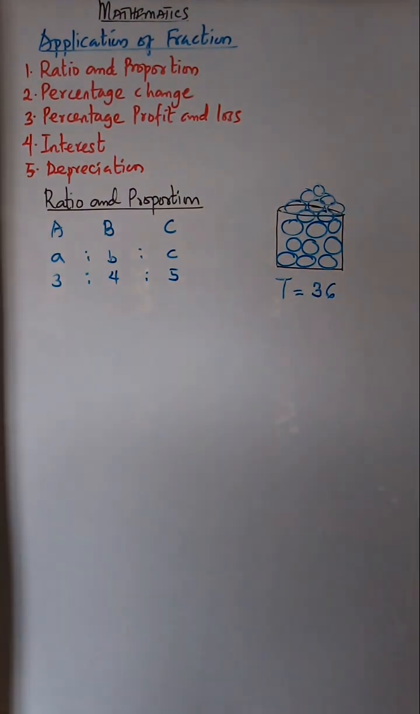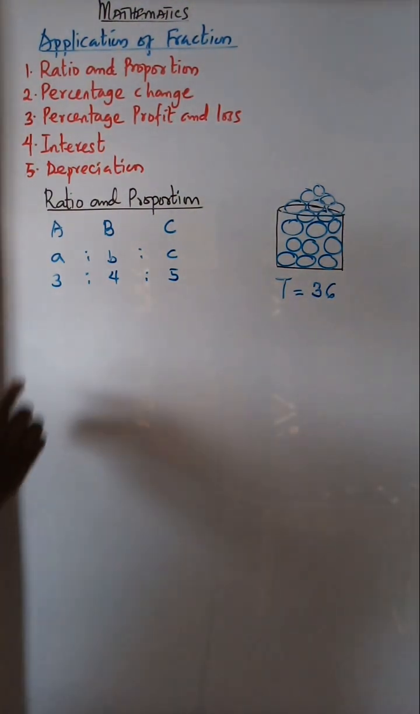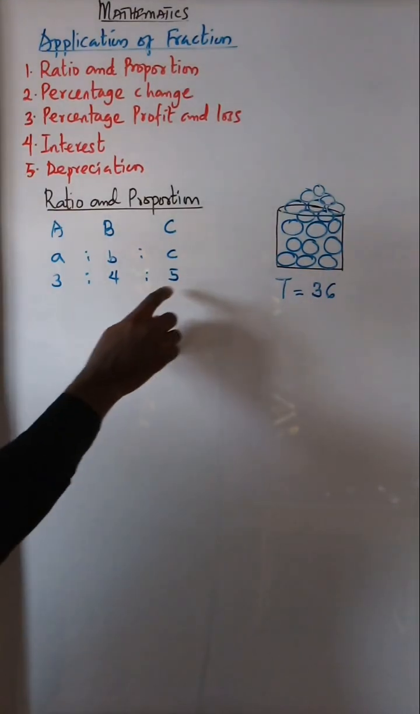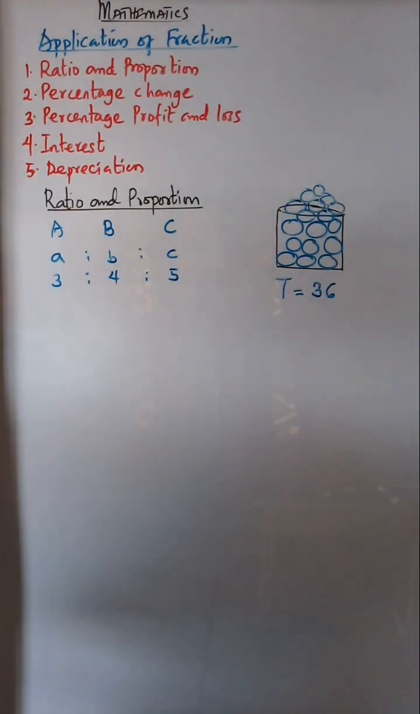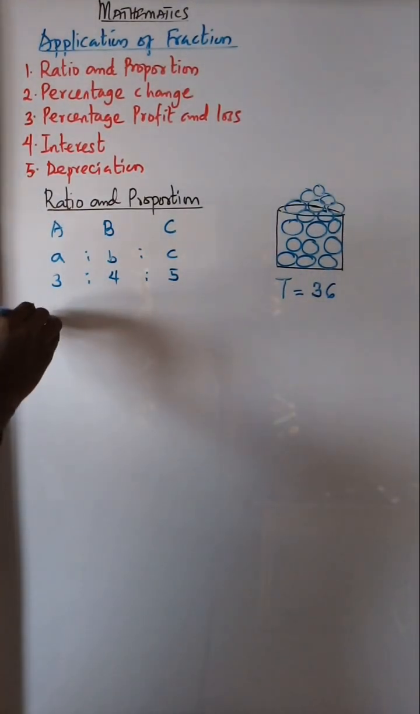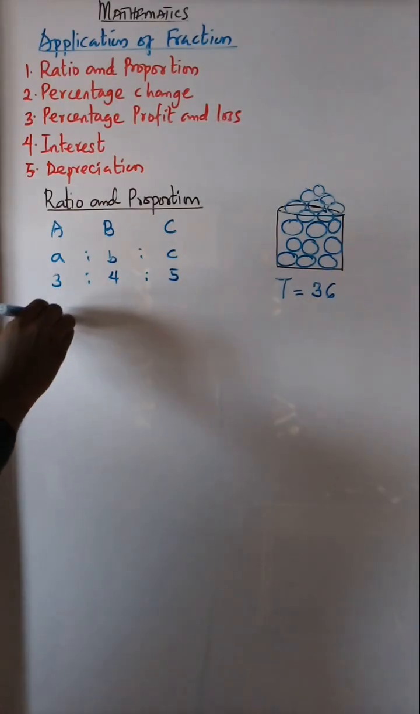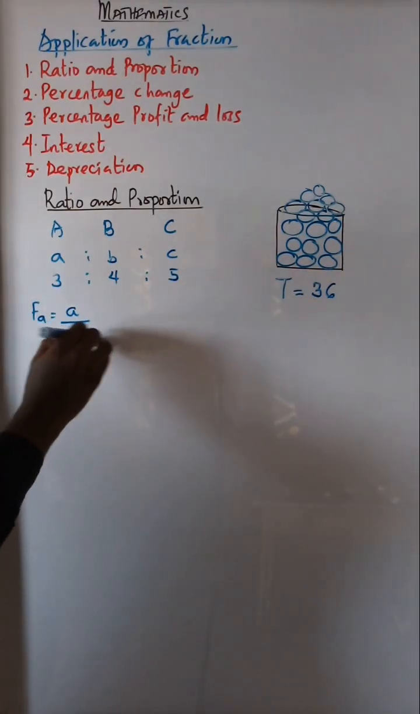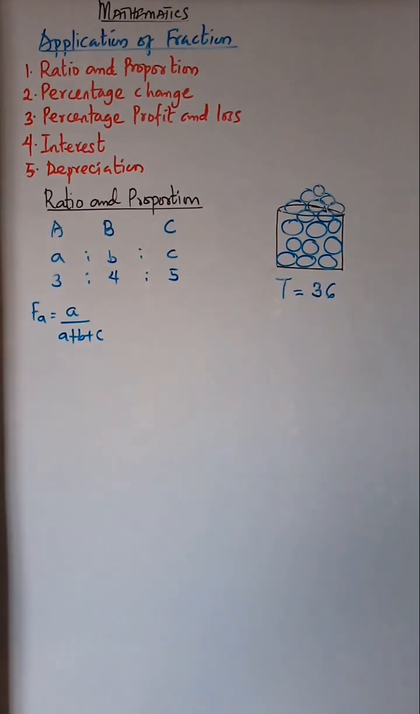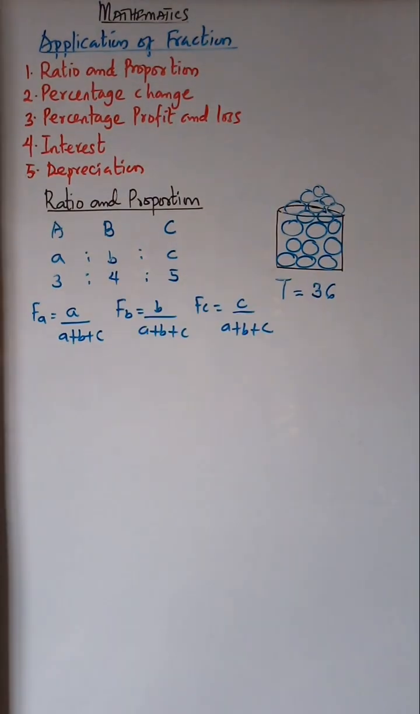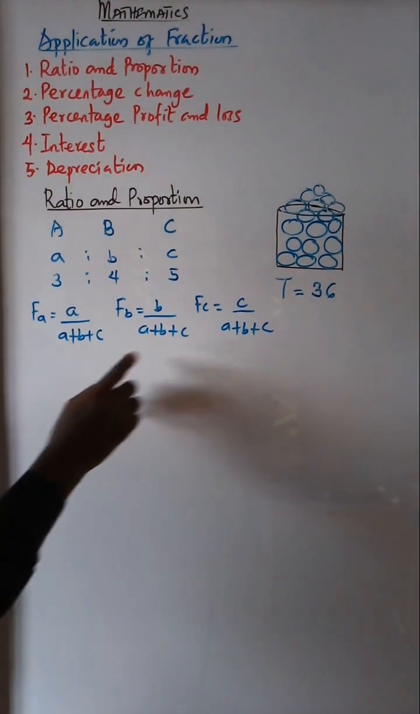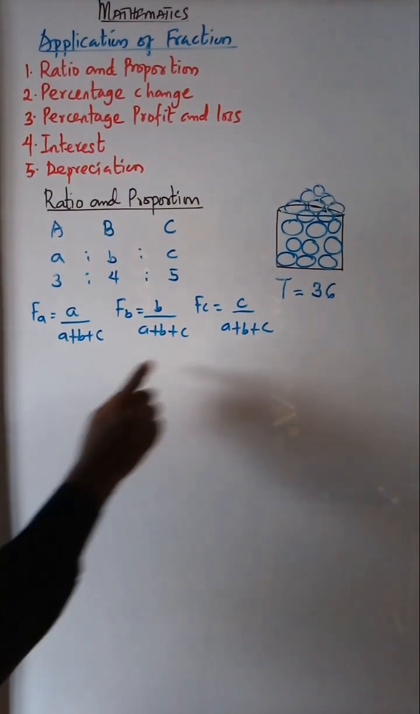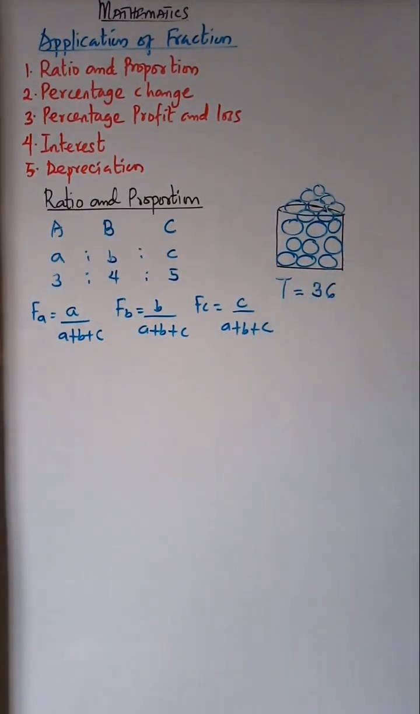For example, in this case, the total ratio is 3 plus 4 plus 5, which is 12. So the fraction of A, let me call it FA, is A divided by the total, A plus B plus C. You can do the same thing for the fractions of B and C. If we add these, we should get 1. Recall, the total fraction is always 1.